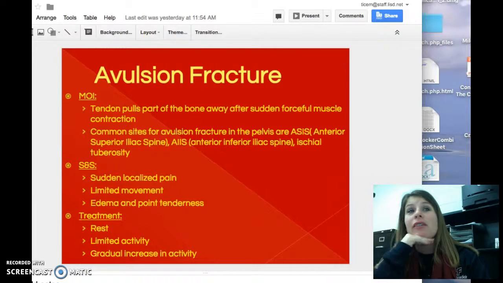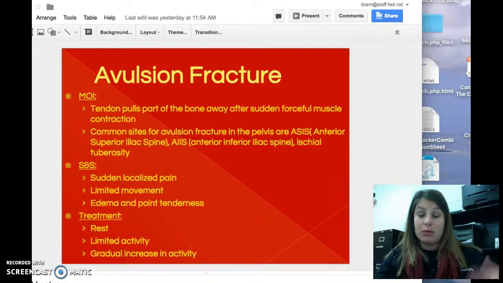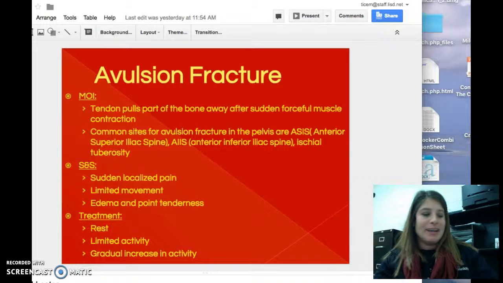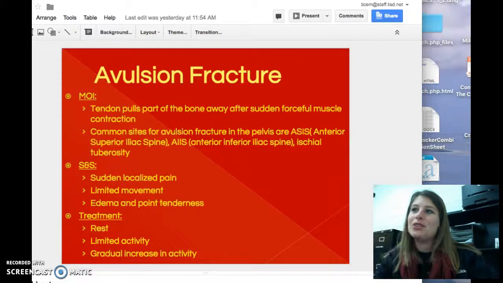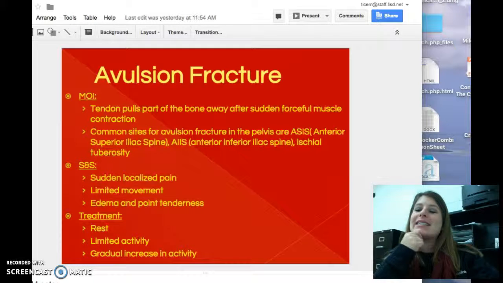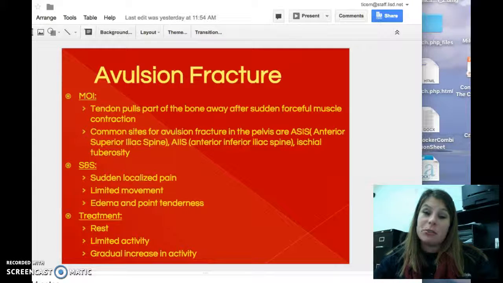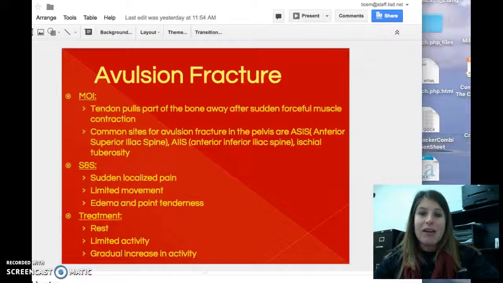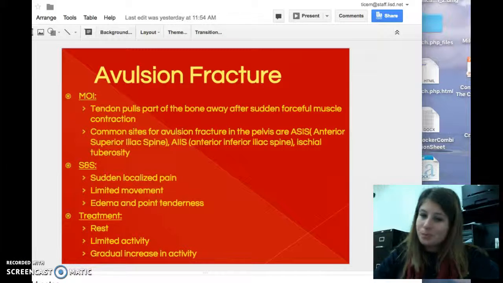Because our hip and pelvis is made up of irregular bones, but they're very flat, we have a lot of muscles that attach on different parts of it. So anytime we have a muscle attached to the bone, we always have to think about avulsion fractures. And unfortunately, the hip is not a stranger to avulsion fractures. Remember, an avulsion fracture is pulling away of a ligament or a tendon from the bone. With the hip, we're going to see it more times than not between the tendon and the bone, not the ligament and the bone.